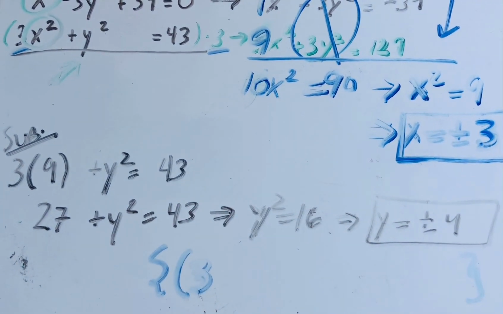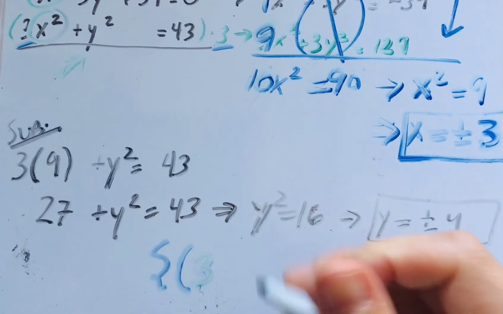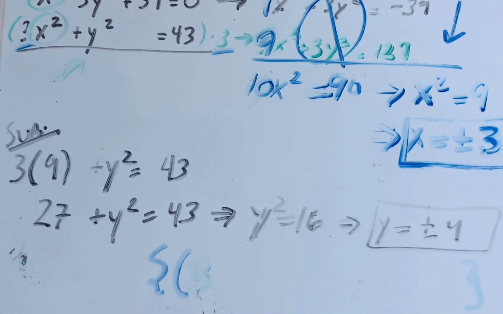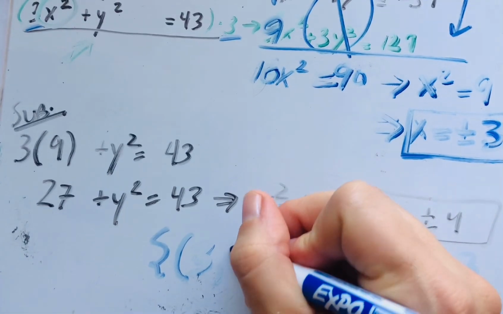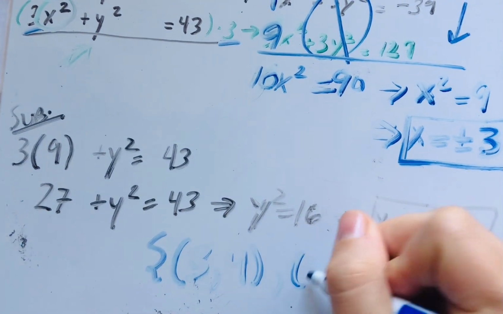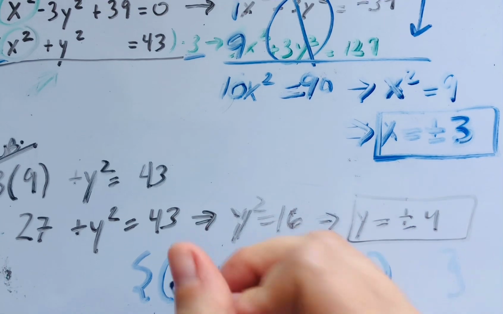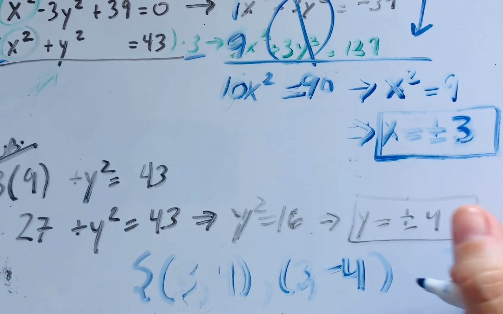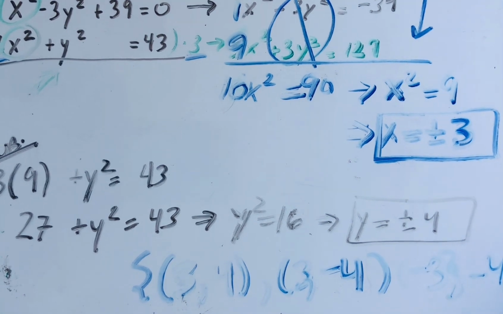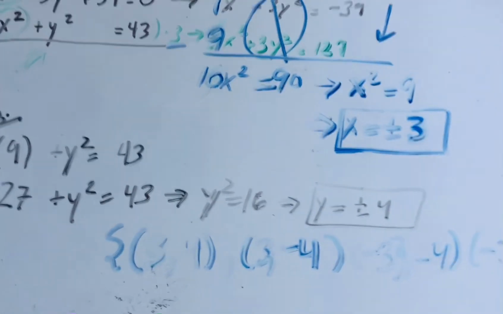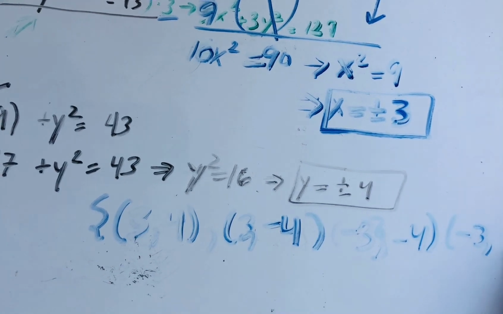Sorry, these markers are dying on me. If x is 3, green, nothing wants to work for me. Okay, if x is 3, then we're going to have a positive 4. If x is 3, we're going to have a negative 4. In other words, I could just write plus or minus 3, plus or minus 4, but I'm trying to be precise for you. If x is negative 3, we're going to have a negative 4. And if x is negative 3, let's scoot that over here, we're also going to have a positive 4.